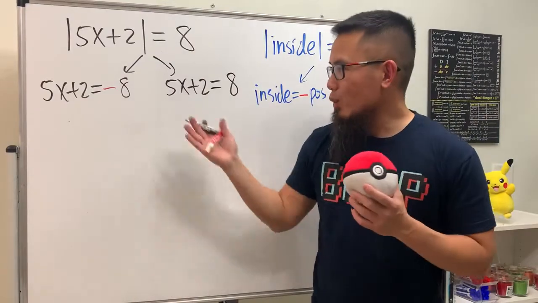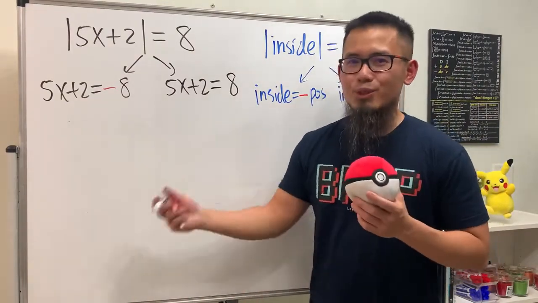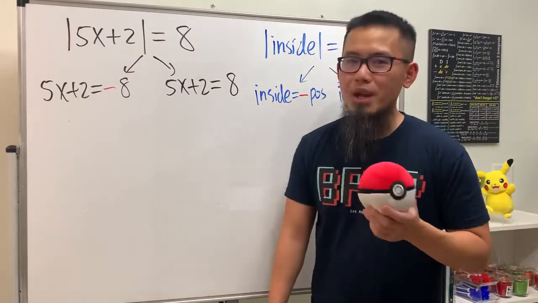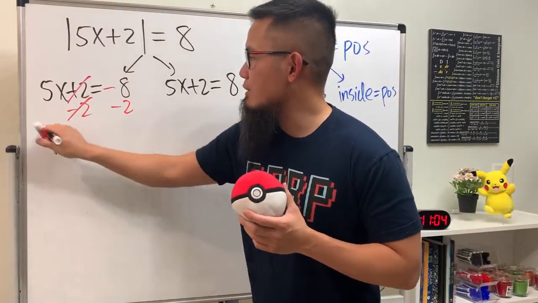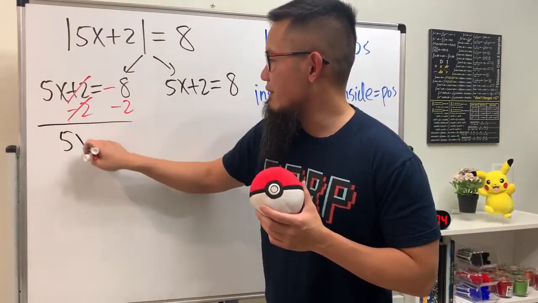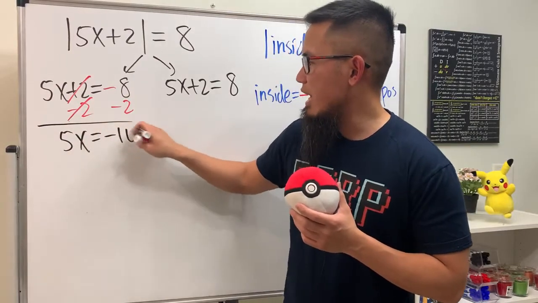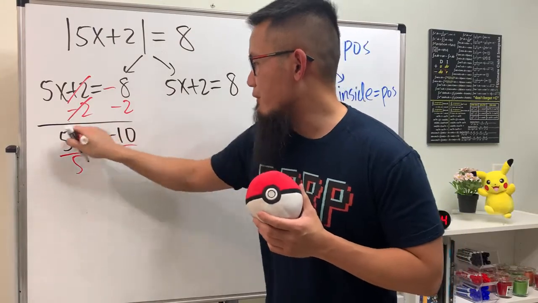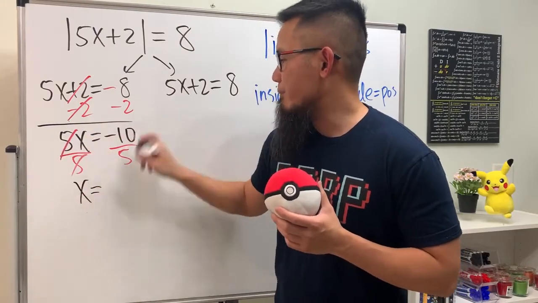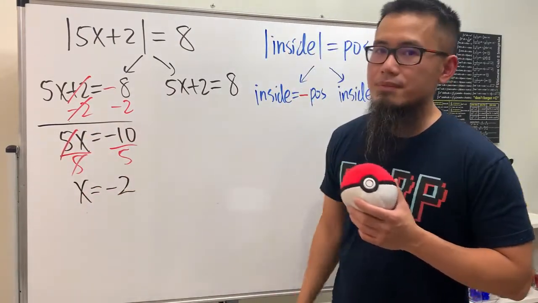And now, this is so wonderful, isn't it? Because we can just do these two equations the usual way. Right here, we can just minus 2 on both sides, cancel this out, and then we get 5x equals -10, and then divide both sides by 5. Perfect. We get x equals, work that out, you get -2.